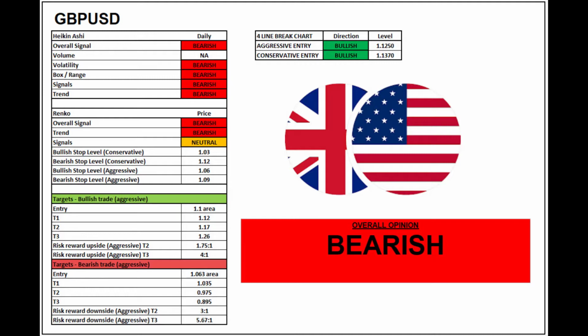If you are bullish and you think there's a recovery, top right, a couple of numbers for you to get in at. And in terms of targets, both not too bad on either way really. To the upside, 1.75 and 4 to 1; to the downside, due to a tighter stop there, 3 to 1 and 5.67 to 1. But overall, sticking with the bearish point of view at the moment, just based on the technicals.